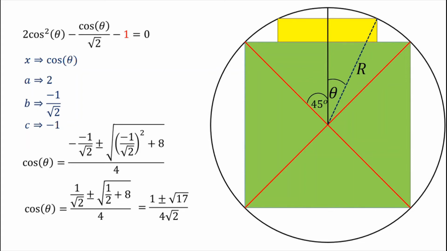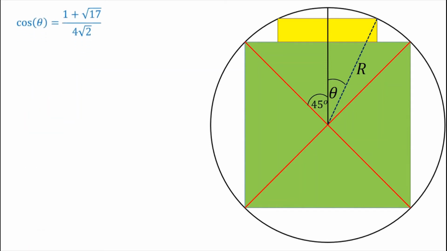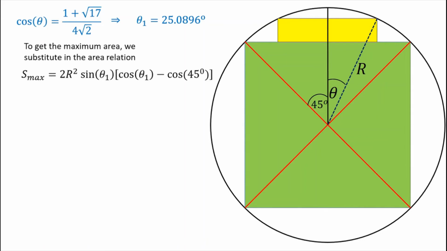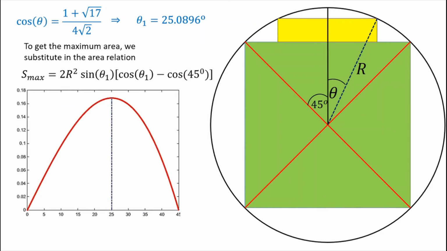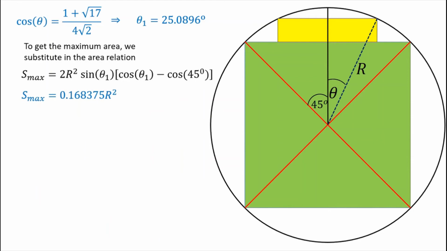The positive theta range is for the right sector while the negative theta range is for the left sector. Solving the cosine theta equation for theta, it gives theta equals plus or minus 25.0896 degrees, since cosine is an even function. A graph of S versus theta is drawn to ensure that this theta value corresponds to the maximum area. That area is multiplied by 4 to get the whole area of the 4 rectangles.